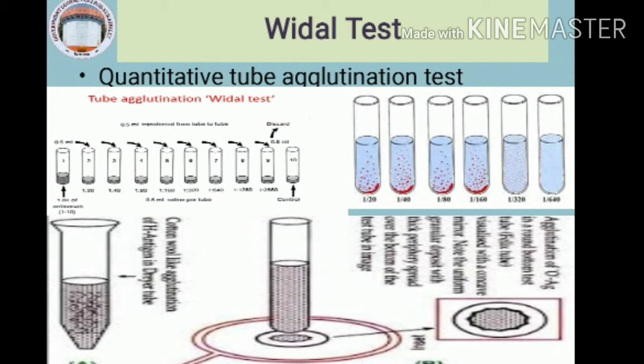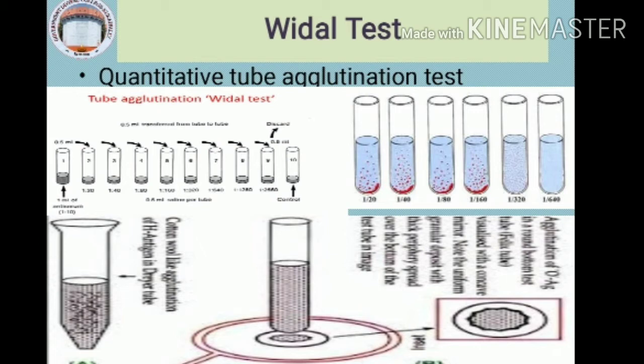H antigens produce cotton fiber-like agglutination, whereas O antigen produces chalky granular agglutination. So, the highest dilution showing agglutination is determined. The reciprocal of the highest dilution showing agglutination gives the titer value. No agglutination in all tubes indicates a negative test.